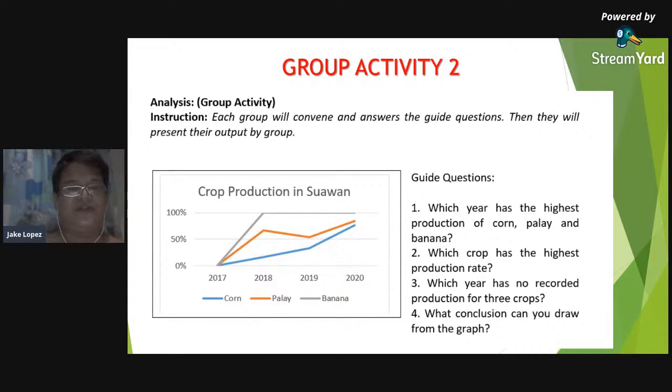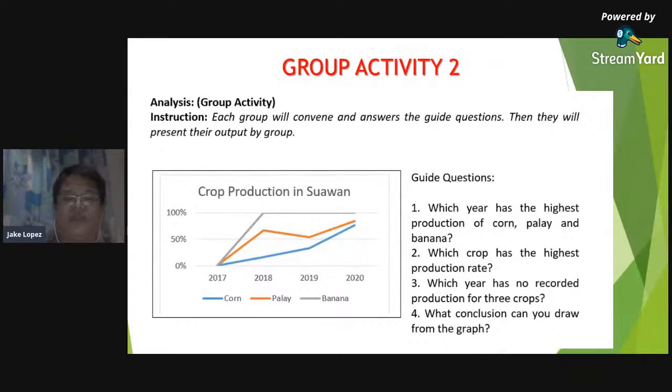Okay, and then which crop has the highest production rate? So, what's the answer? It's banana. So you can see here on the graph. And the third, which year has no record production of three crops? So the answer is here 0%. So that's 2017.